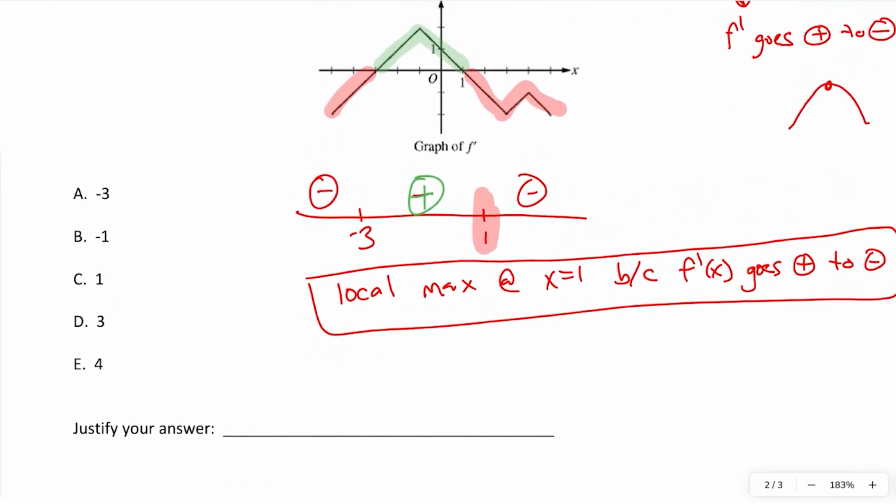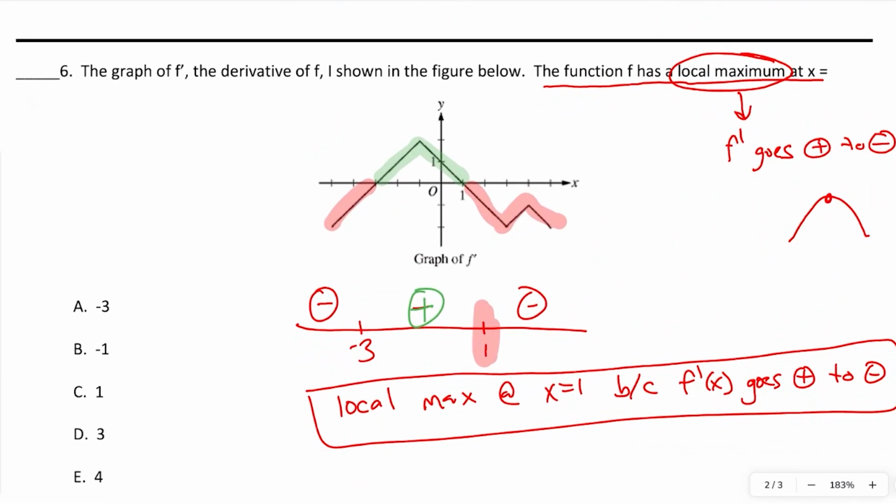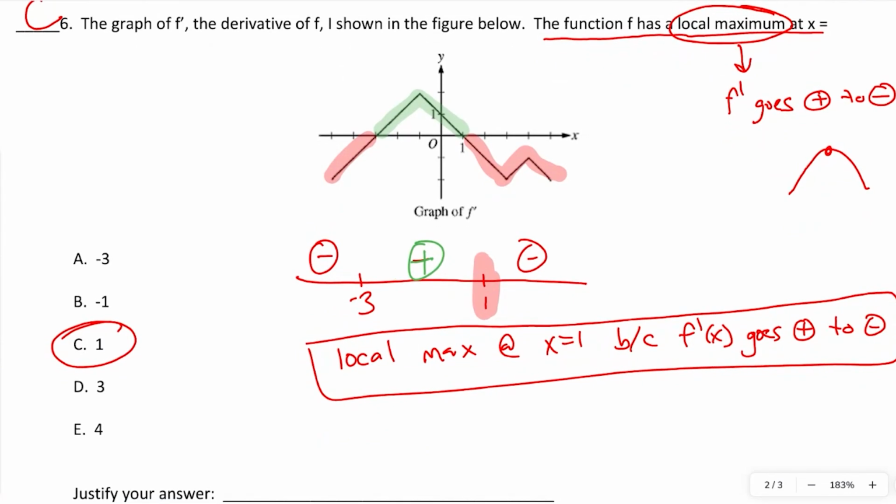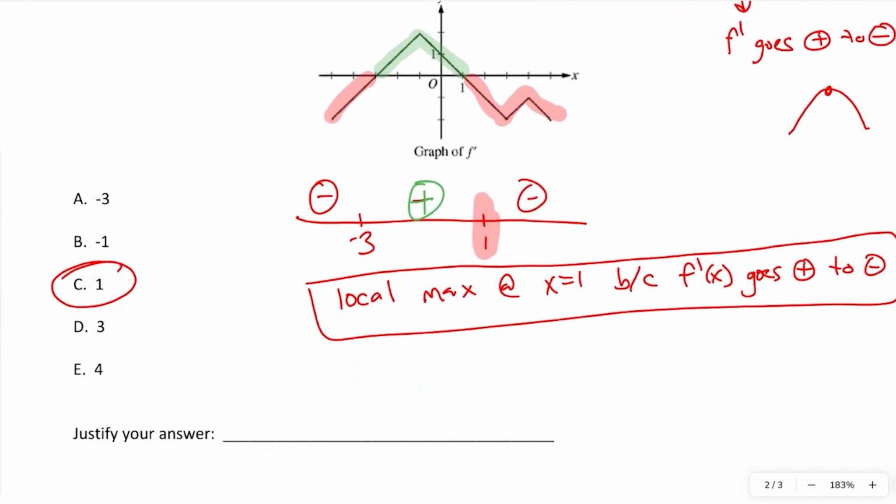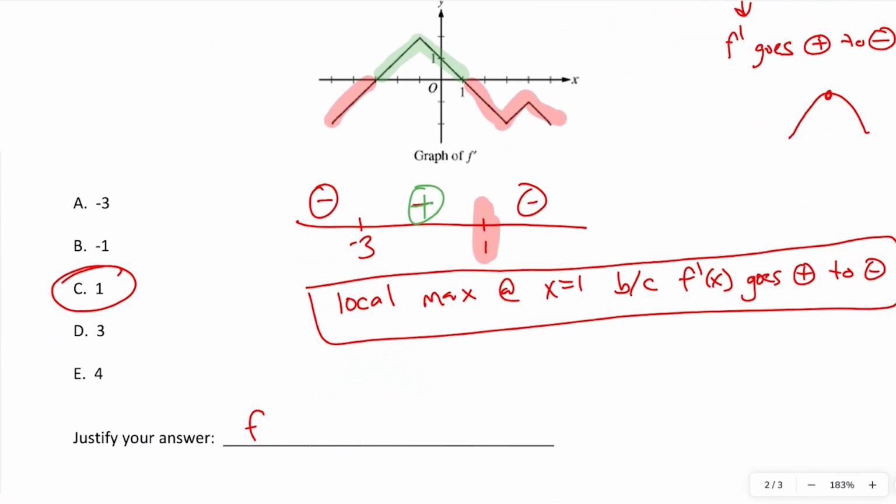Oh, I didn't even look at the fact that this was a multiple choice question. Okay, so C is going to be our answer. I just got so wrapped up in solving the problem that I didn't even notice it was multiple choice. Our justification is because f prime went from being positive to negative.